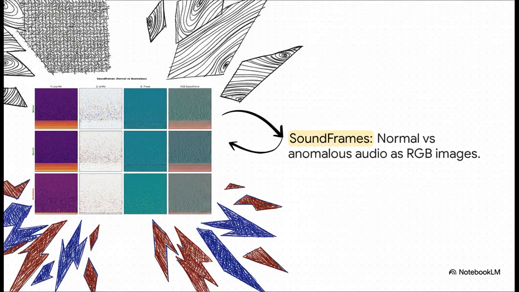And wow, the visual results of doing this are pretty stunning. When you look at SoundFrames for normal machine operations, they look almost like natural visual textures, kind of like woven fabric or wood grain. But for anomalous audio, say a degraded fan blade, it turns into this vivid, heavily textured RGB image where you can clearly spot elevated energy and disrupted phase structure. It stands out like a sore thumb.